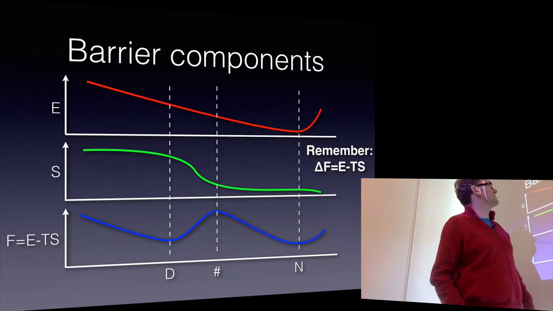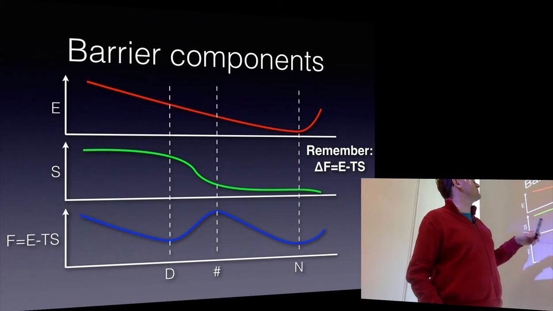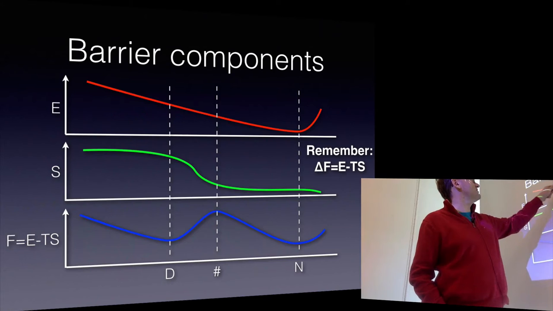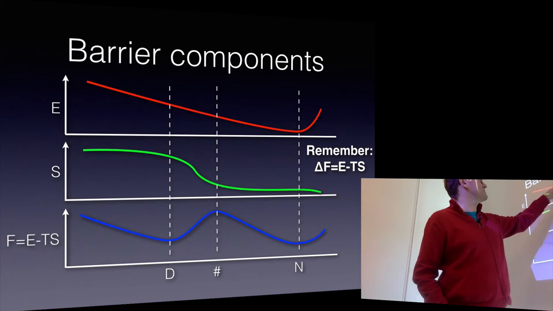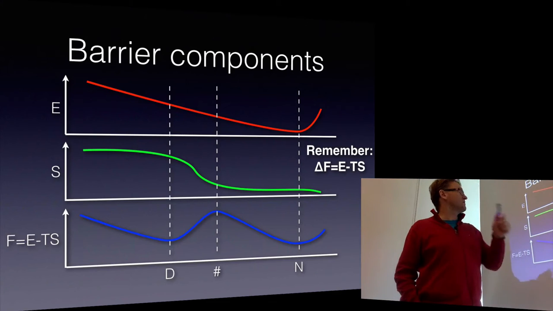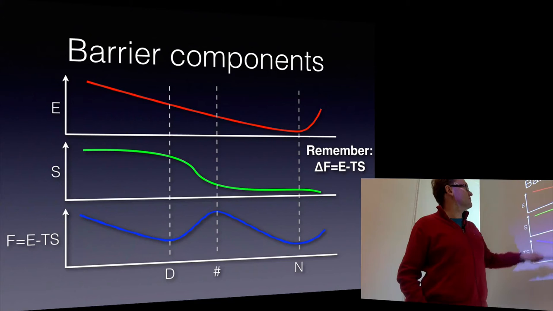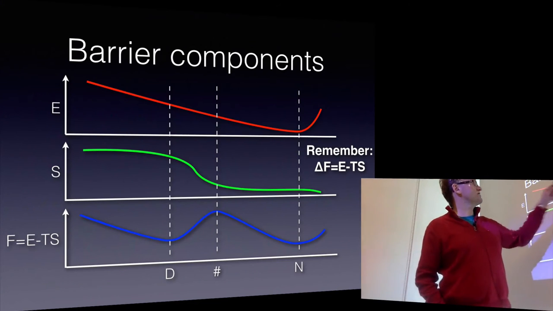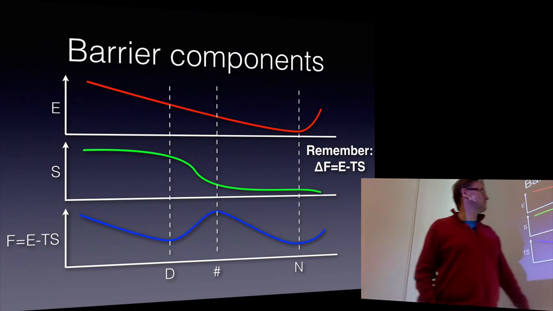Looking at these three dashed lines, what we can do just by looking at the Arrhenius plot is show that the energy starts from denatured, it's lower in the transition state, but it must be even lower in the native state, simply based on the rates of folding. Similarly with entropy, it starts high, it goes down in the transition state, and it goes down even more in the folded state.